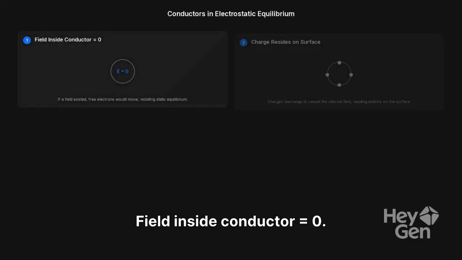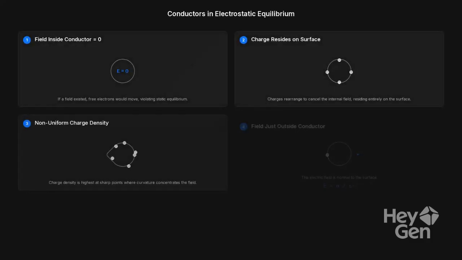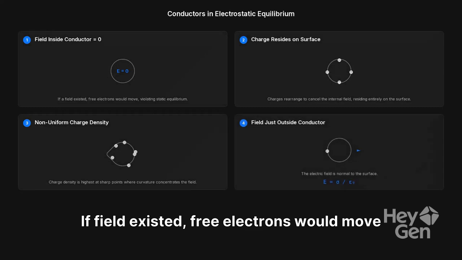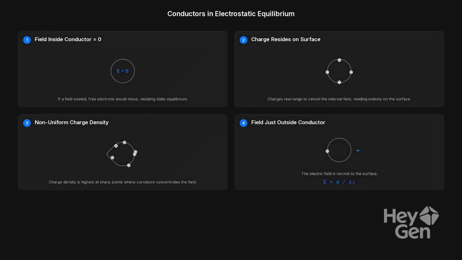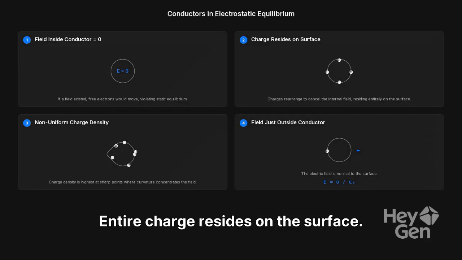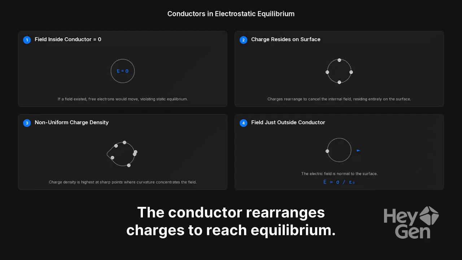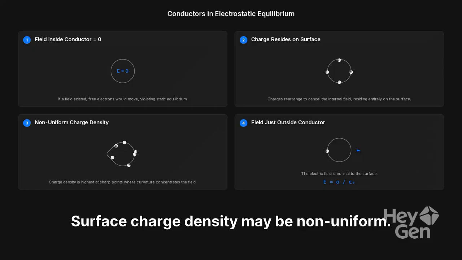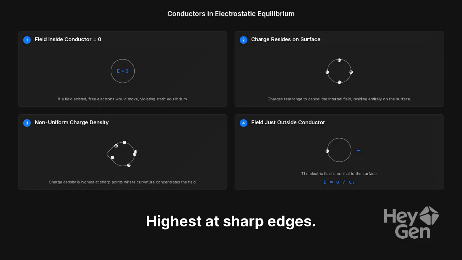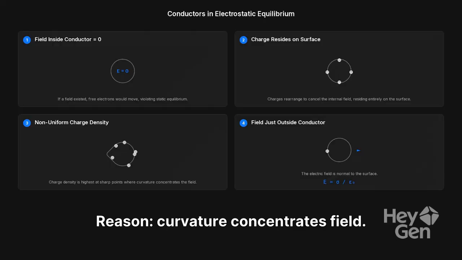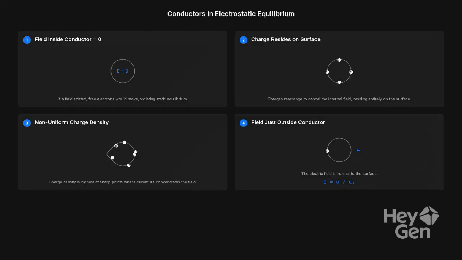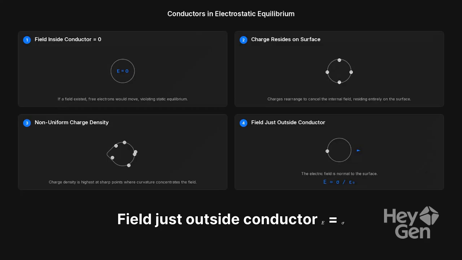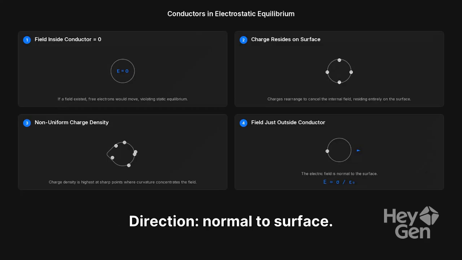A senior physicist stresses this. 1. The field inside a conductor equals 0. If a field existed, free electrons would move, a contradiction. 2. The entire charge resides on the surface. The conductor rearranges charges to reach equilibrium. 3. Surface charge density may be non-uniform, highest at sharp edges. Reason, curvature concentrates field. 4. The field just outside a conductor equals sigma/epsilon_0. Direction, normal to the surface.